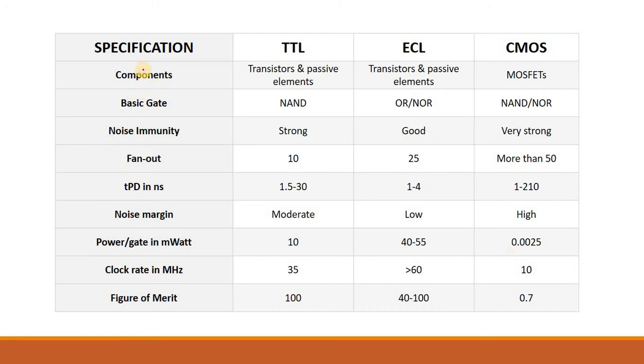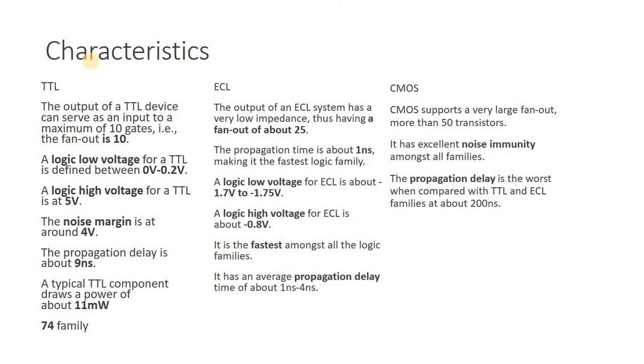This is a comparison table of all the families that we just talked about: TTL, ECL, CMOS. These are the important classes of logic families. We will not understand these parameters right now when I say fan out, noise immunity, etc., which is the purpose of this video. We will be talking about each parameter and explaining what each parameter means. As in the previous table, these are listed out: logic low voltage, high voltage, noise margin, propagation delay. All these parameters we will be familiarized with.